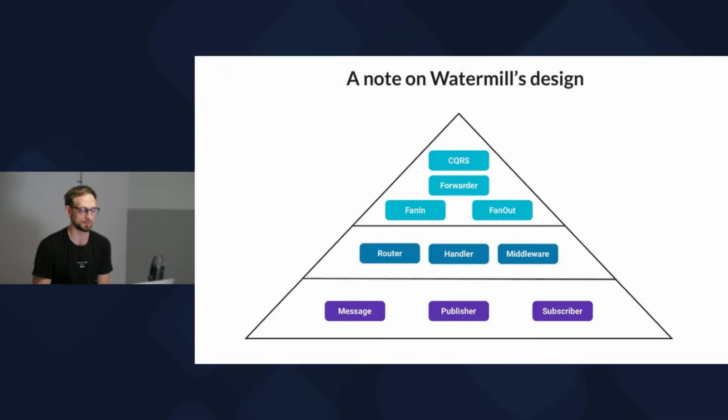And then we have even higher-level components like CQRS or forwarder or fan-in and fan-out, and they make use of all this below. And what I like about this is that you can use whatever you like. The CQRS component is probably the most convenient to use, but it didn't make the message or publisher deprecated. You just extended them. And I mentioned this because the Requeuer is a bit similar to this.